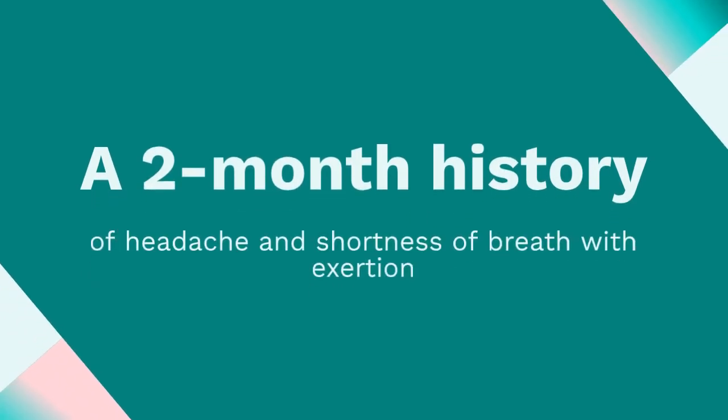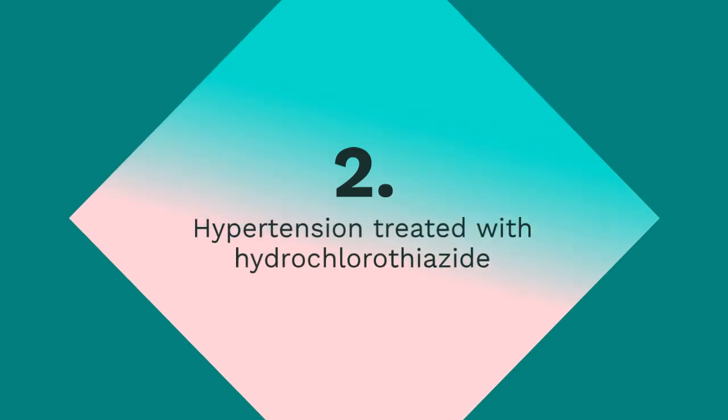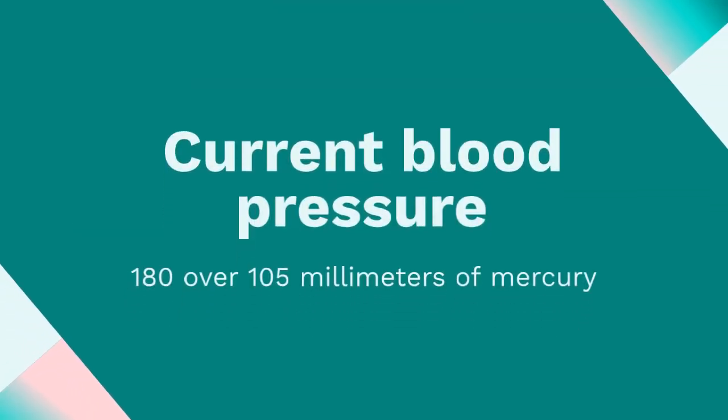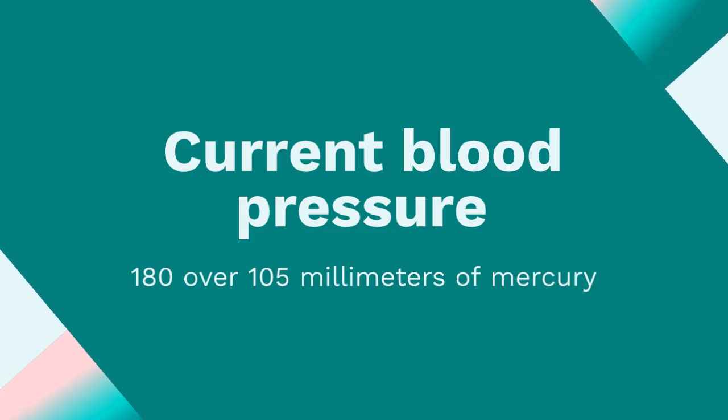1. A 2-month history of headache and shortness of breath with exertion. 2. Hypertension treated with hydrochlorothiazide. 3. Current blood pressure, 180 over 105 millimeters of mercury.